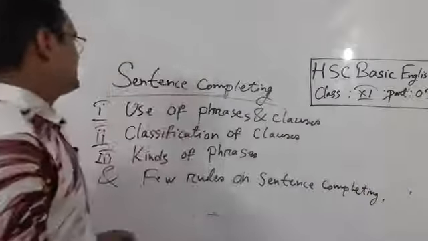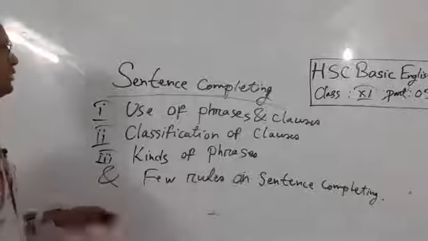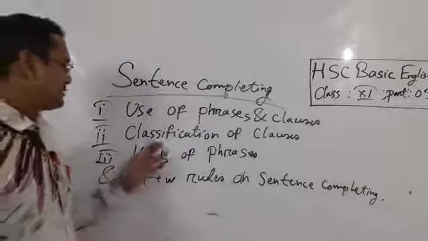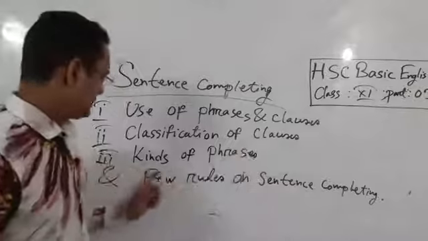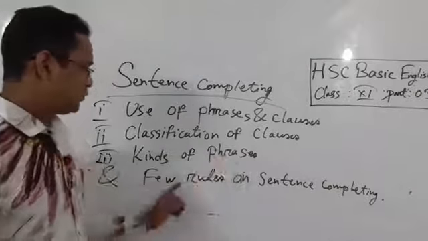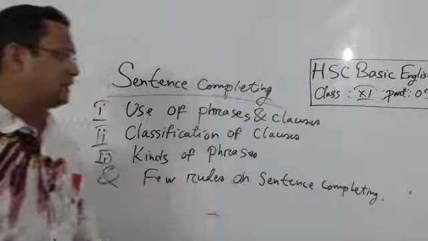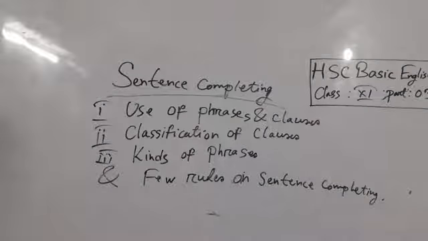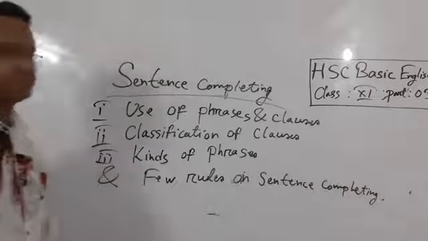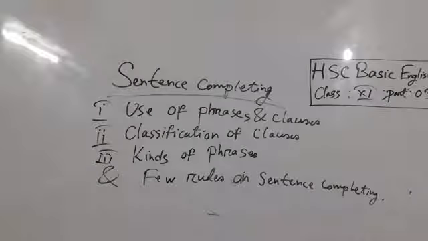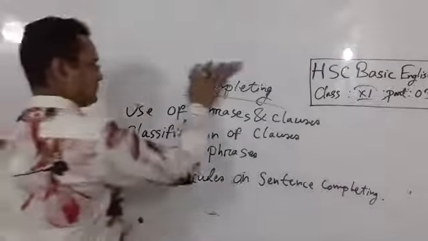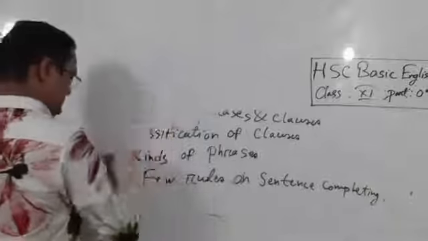So to be perfect in sentence completing, you have to follow the use of phrases and clauses, classification of clauses, kinds of phrases, a few rules of sentence completing, and you have to follow a few proverb lines also. And I think next we will talk about preposition. So how can we get good marks?